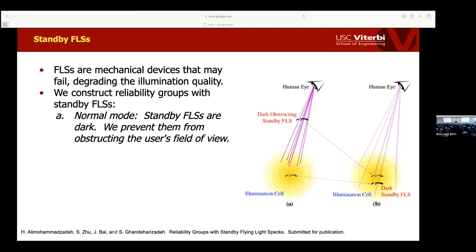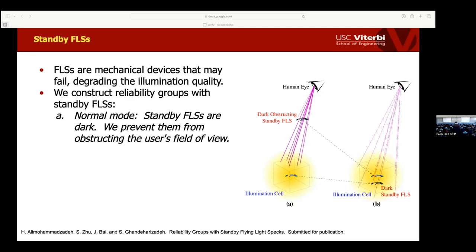But essentially, what we are doing is tracking the human gaze, and that information is broadcast to the FLSs. The FLSs use their local processing to detect that they are obstructing an illumination cell, and they pretty much relocate in order to hide themselves behind that FLS. So that's the basic idea here.